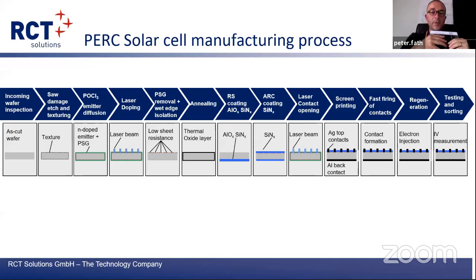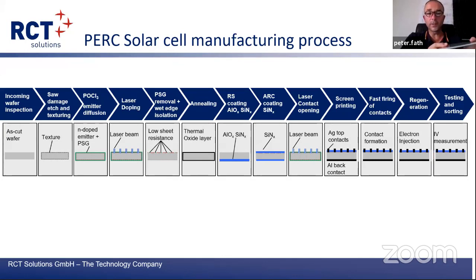After that, we are taking it all out of our annealing machine, and we are putting it into a rear side coating. For the rear side coating, we are using an aluminum oxide and nitride stack. So first we are putting it into a plasma coating machine. We are coating the rear side by plasma with aluminum oxide. And then on top of the aluminum oxide, we are putting silicon nitride, and then the rear side is finished.